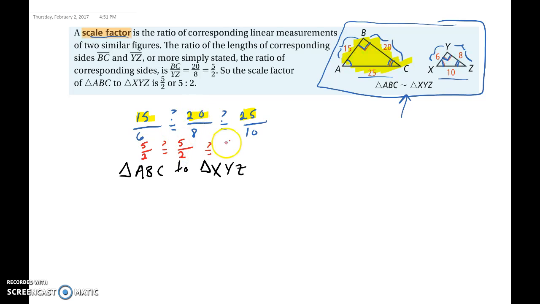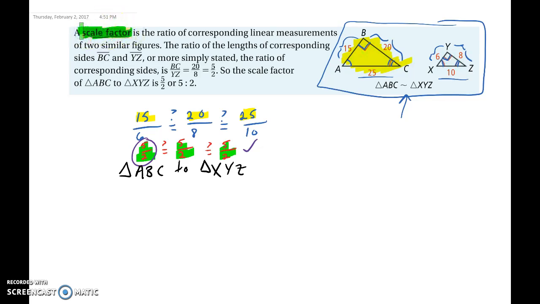And 25 over 10 reduces to 5 over 2. So since all of these are the exact same ratio, that means that they're all proportional. Yes, they are similar because all the angles were congruent and they were proportional. All right, now this number that we just got here, 5 over 2, actually represents something, and that is our scale factor.